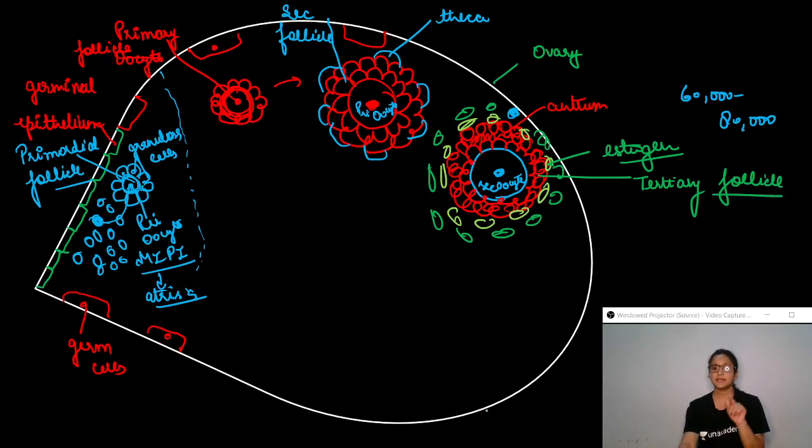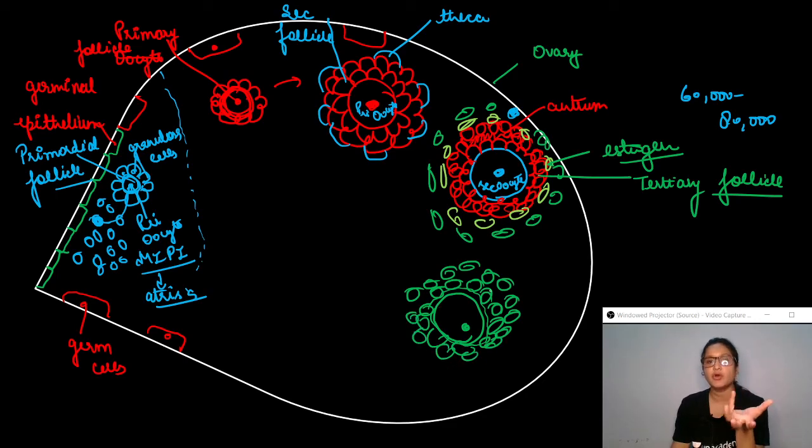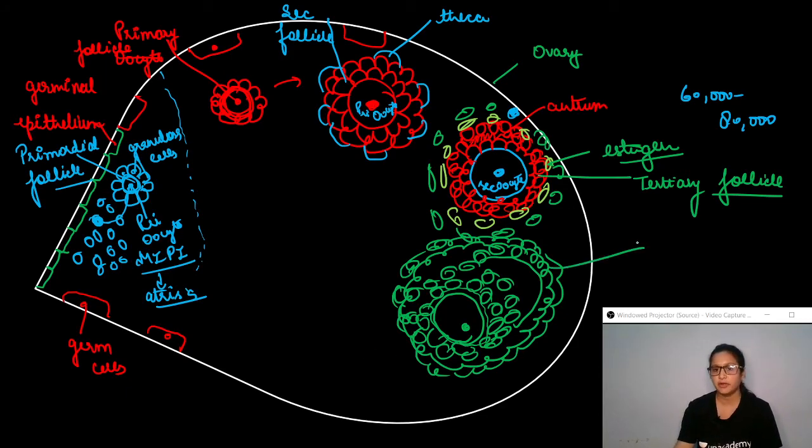Now you will see that the secondary oocyte remains a secondary oocyte only, but it gets surrounded by a zona pellucida layer and a corona radiata layer. The corona radiata is nothing but granulosa cells, but because it surrounds the secondary oocyte, we call it the corona radiata layer. A large, fluid filled cavity, the antrum, is also formed. So this is the most mature follicle, called the Graafian follicle.